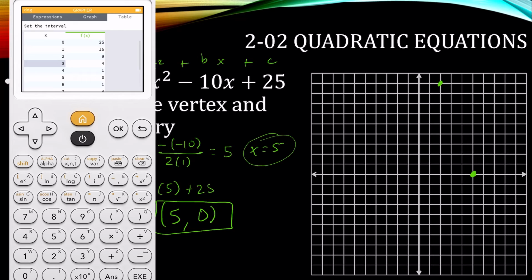3, 4, 4, 1. Look, there's our vertex at (5, 0). 6, 1, 7, 4, and 8, 9. And you can see that that's nice and symmetric around the axis of symmetry. Both sides are the same. You can draw a nice parabola.